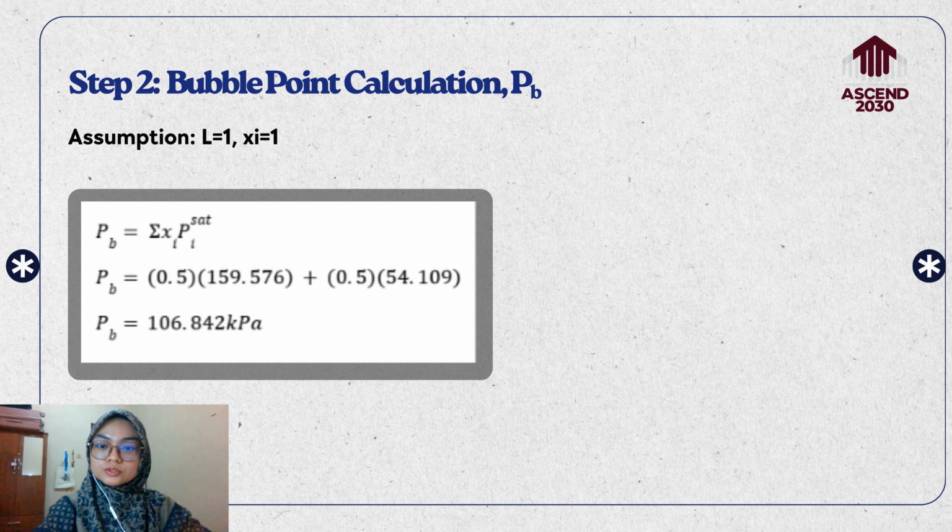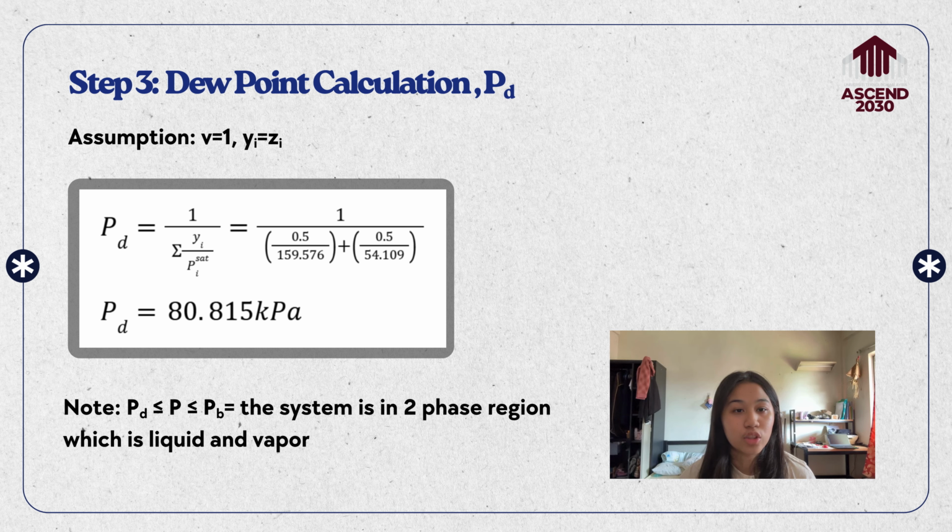So to get the P pentane saturated and also P hexane saturated, here are the data. Step 2, to calculate the bubble point, P_B, the initial assumption that we put is L, the liquid fraction, equals 1, and also x_i equals 1. So the calculated P_B value, we get 106.842 kPa.